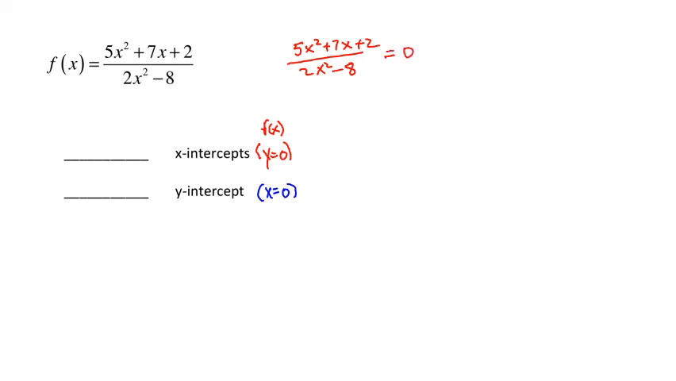If a fraction is equal to 0, that means the numerator is equal to 0. So what this means is that 5x squared plus 7x plus 2 equals 0. To solve this, we can factor. This is going to factor as x plus 1 times 5x plus 2.